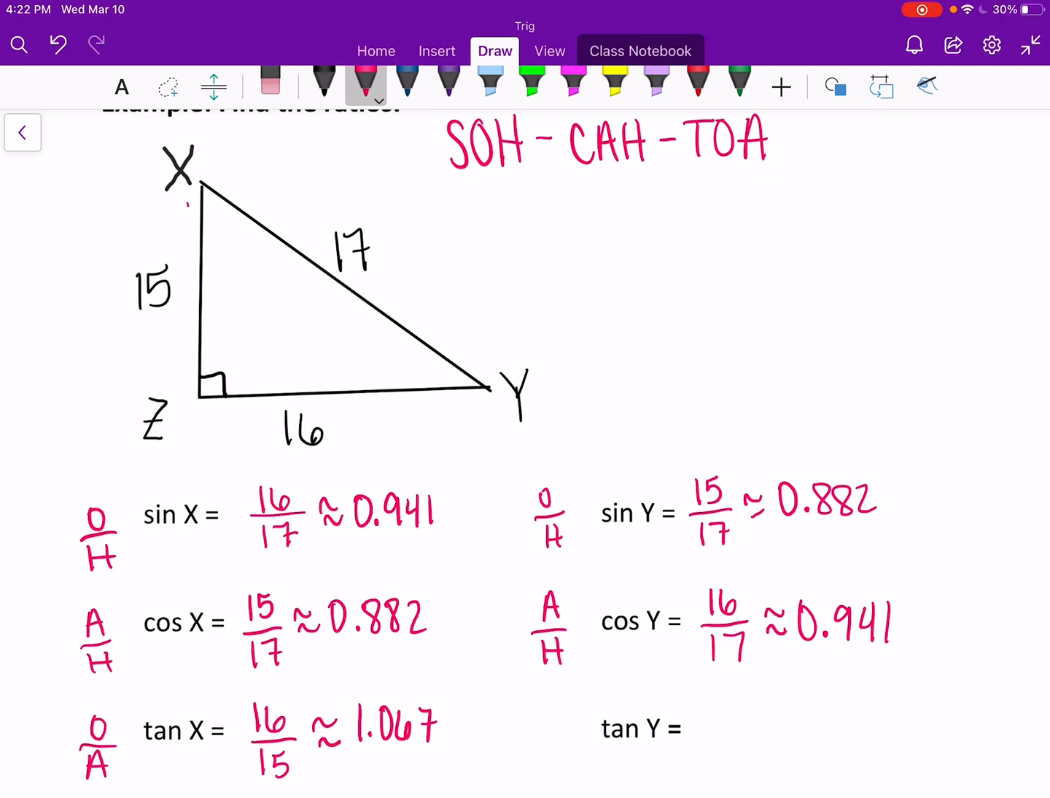And now we want to find the tangent of y. So we're switching angles again. We're talking about angle y over here. We're still using opposite over adjacent. The side opposite of our angle y is 15. And the side adjacent to our angle y is 16. 15 divided by 16 gives us approximately 0.938.